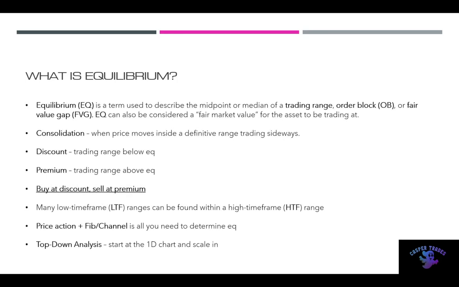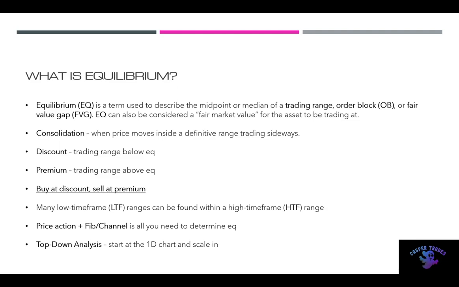So, what is equilibrium? Equilibrium is a term used to describe the midpoint or median of a trading range, order block, or fair value gap. Equilibrium can also be considered a fair market value for the asset to be trading at. In order to have equilibrium in a trading range, we need consolidation. Consolidation is when price is moving in a definitive range, trading sideways, with very clear highs and lows.